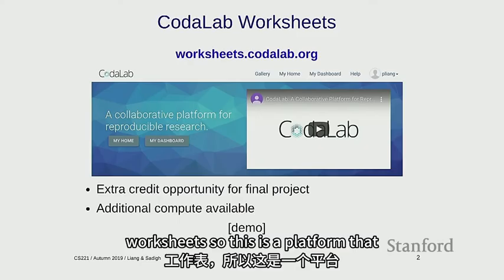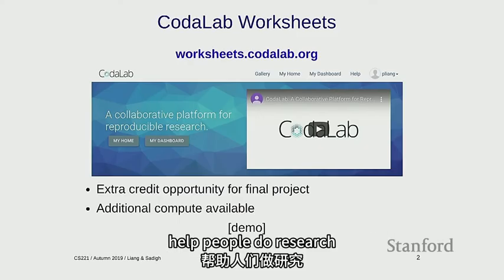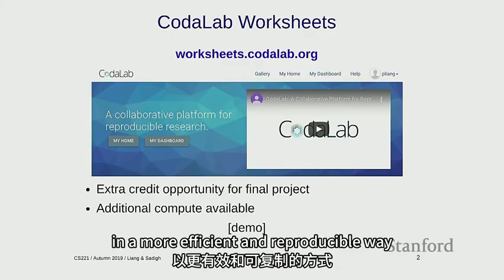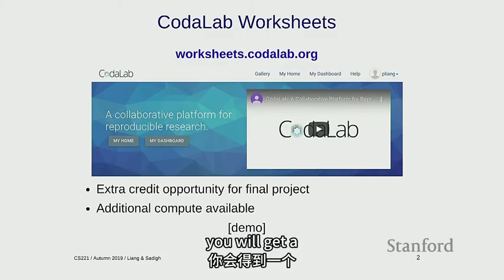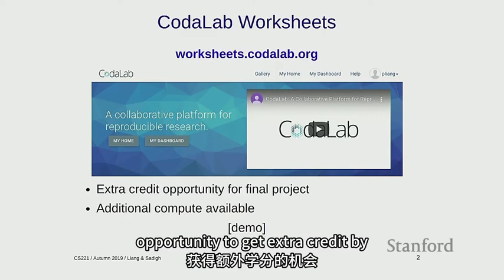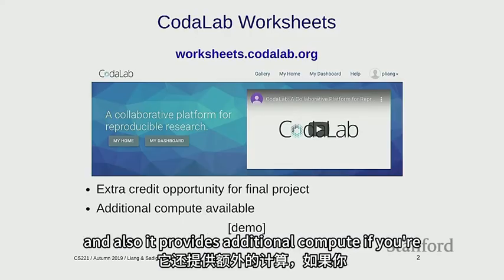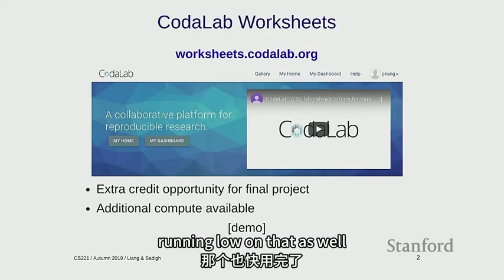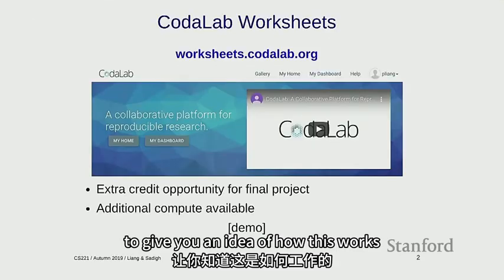So this is a platform that we've been developing in our group to help people do research in a more efficient and reproducible way. And the thing that's relevant for 221 is that you will get an opportunity to get extra credit by using CodaLab worksheets, and also it provides additional compute if you're running low on that as well. I want to give a quick demo to give you an idea of how this works.